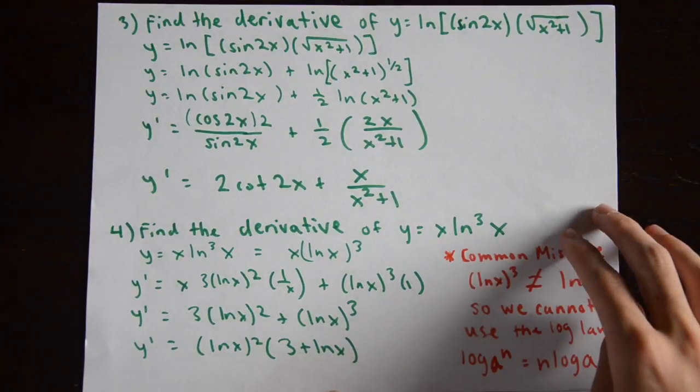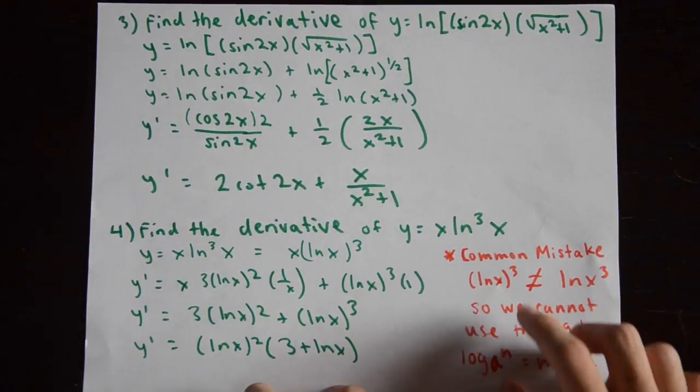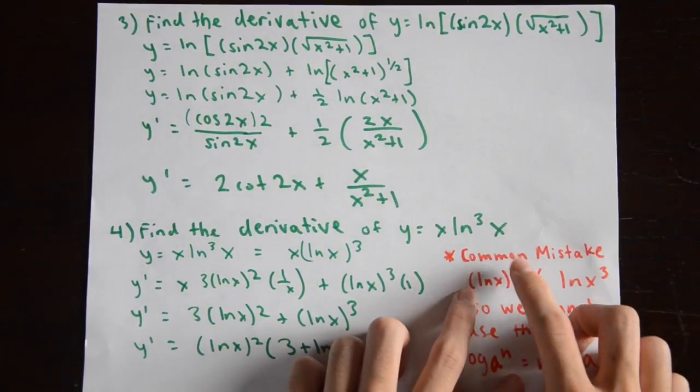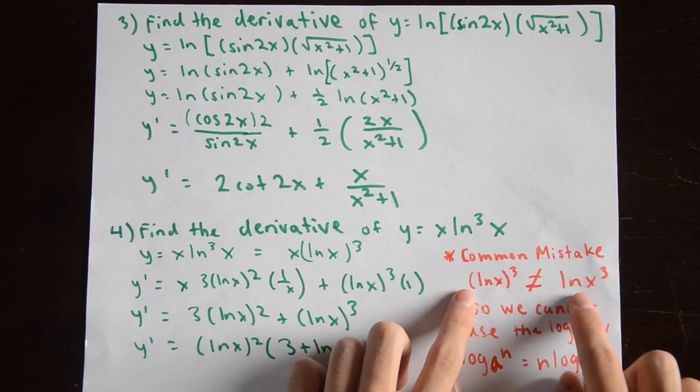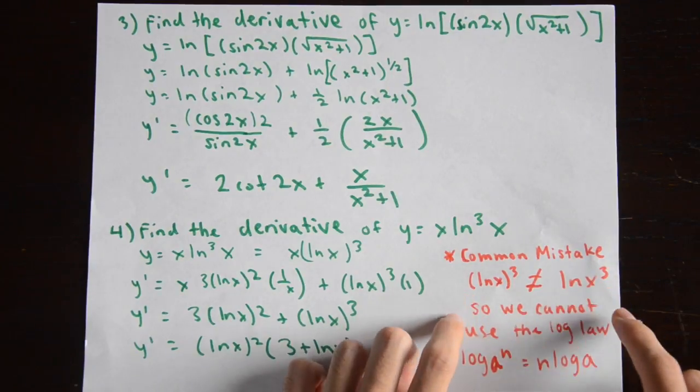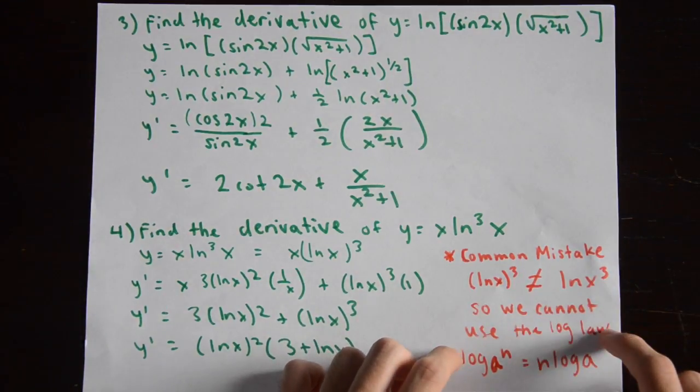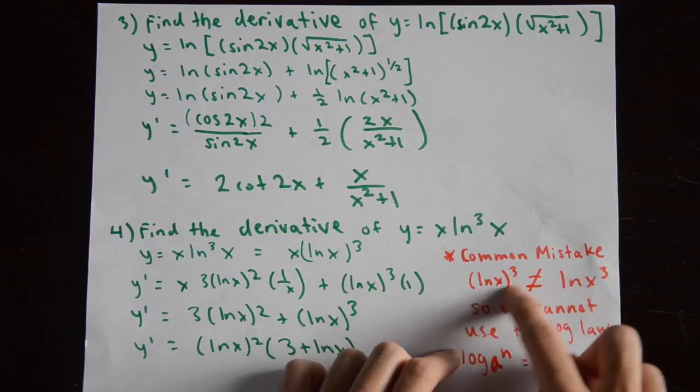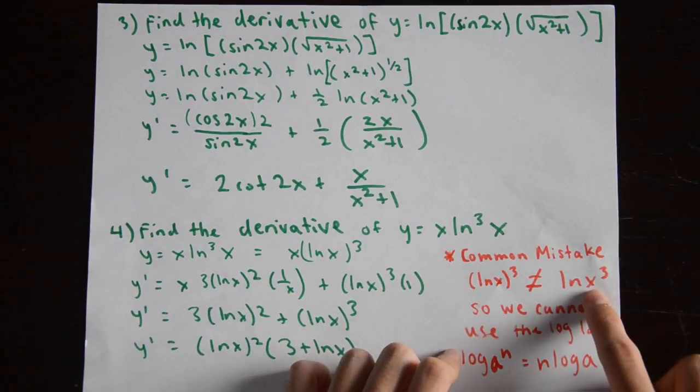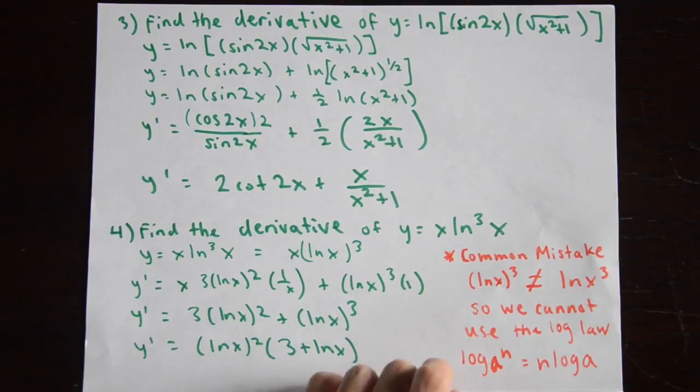Now a common mistake is that people will see the natural log of x cubed, and they'll think that that is the same thing as 3 times the natural log of x. But we can't use the logarithm law for this, because we can only use it when x by itself is being cubed, not the whole thing.